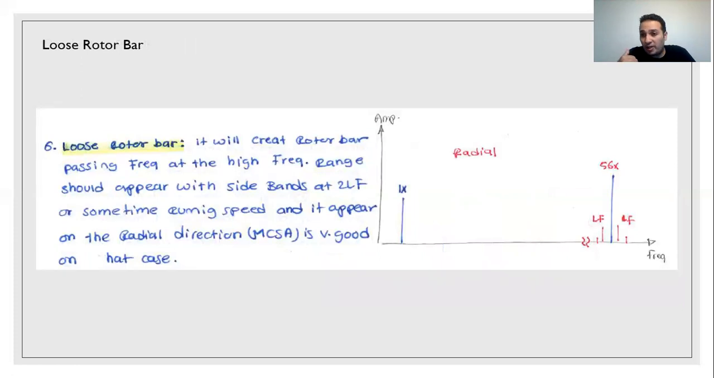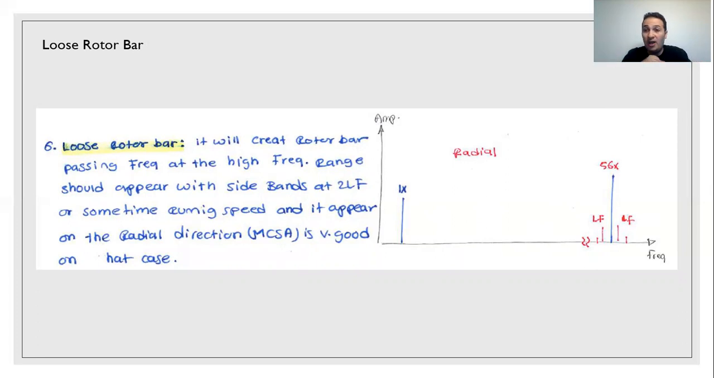We talked about the broken or cracked rotor bar, but this condition is the loose rotor bar, and you can distinguish between them this way. As we said, for the cracked or broken rotor bar, you will see 1x with harmonics and sidebands at the pole pass frequency, or very high 1x with sidebands at the pole pass frequency, mostly in the low range. For the loose rotor bar, you will see the rotor bar passing frequency with sidebands at twice line frequency or the running speed, and this will be in the high range.